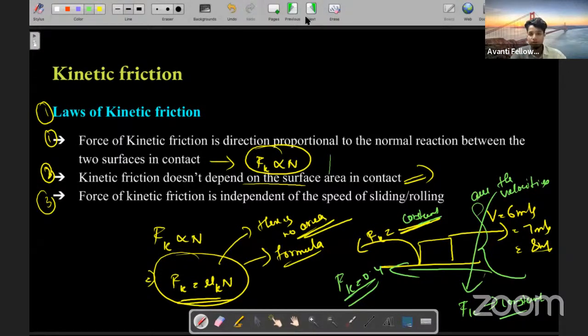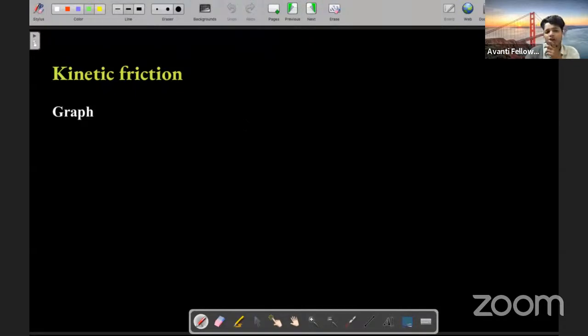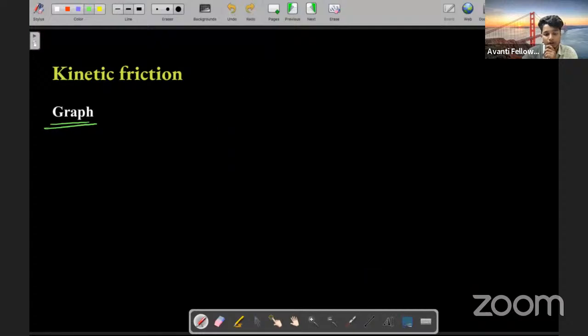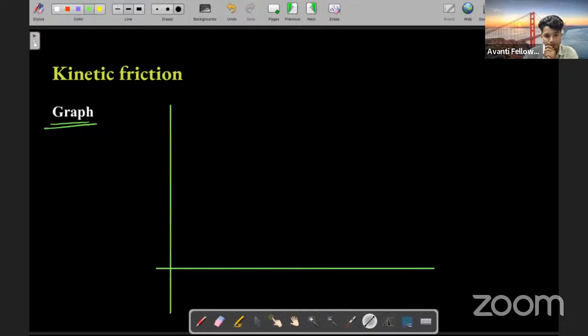Okay? Good. Now we'll be talking about a graph. A graph between the friction force and the applied force. Now students, see the scenario that I was saying.